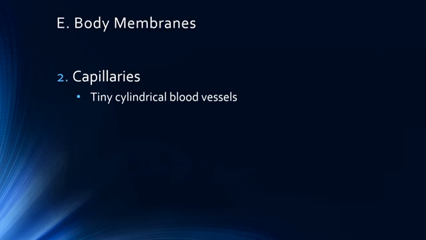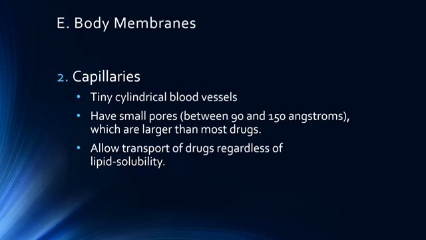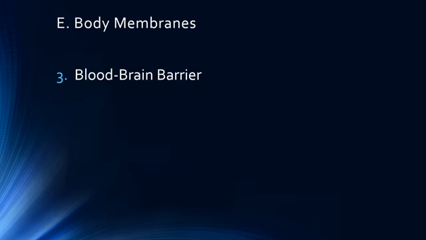Capillaries are another barrier or body membrane to drug distribution. These are, of course, the tiny cylindrical blood vessels that have small pores, which are larger than most drugs. These allow transport of drugs regardless of their lipid solubility. But blood and protein are too big for pores, so drugs that are bound to plasma proteins cannot pass through and just remain in the blood. And so that's important to understand as well. So anything that binds to those proteins cannot pass through the capillaries.